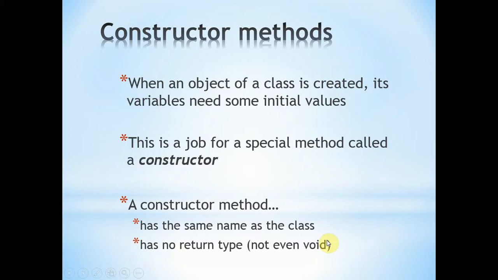A constructor method is really quite easy to define. We simply give it the same name as the class and we make sure it has no return type, not even void. Usually when a method returns nothing, we give it a return type of void, but with constructors we don't do that at all.